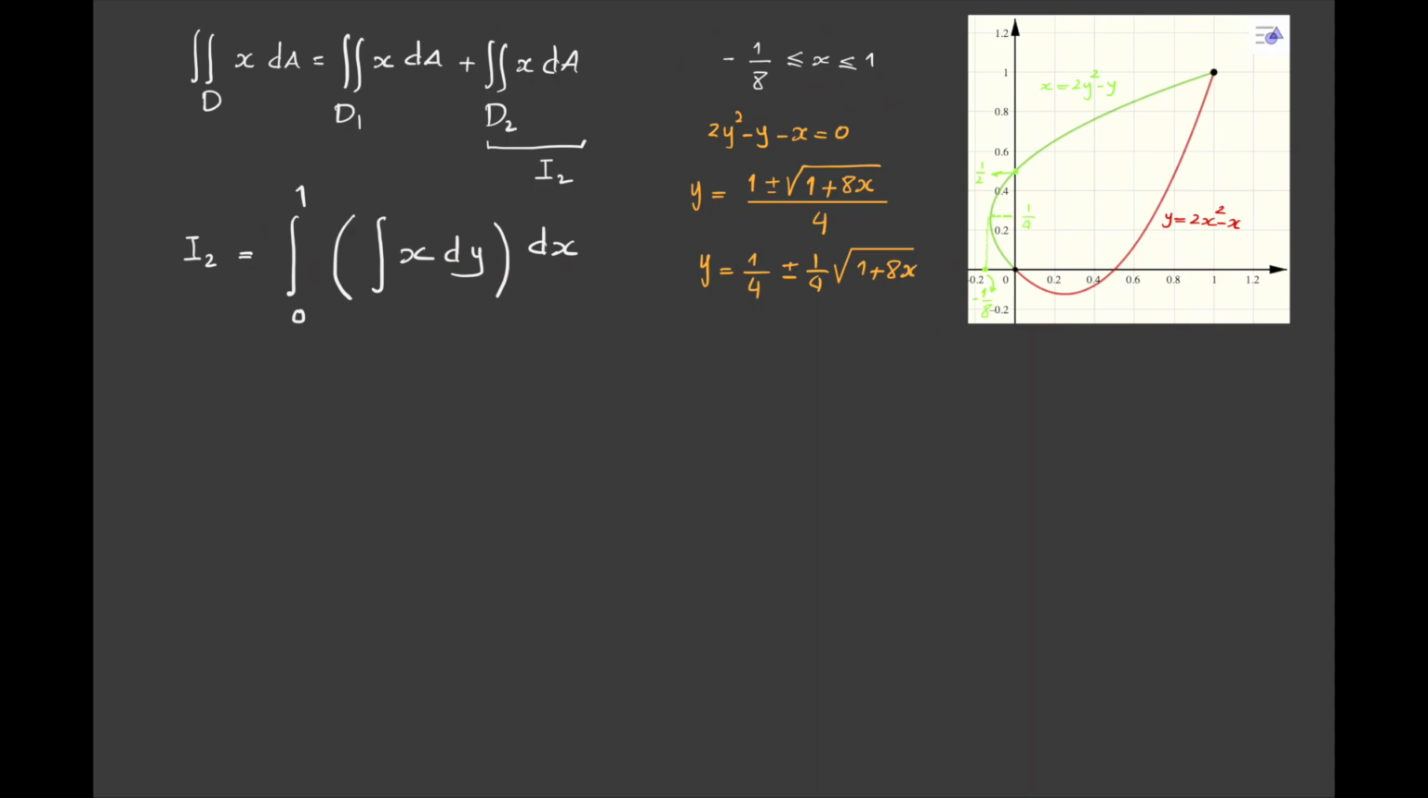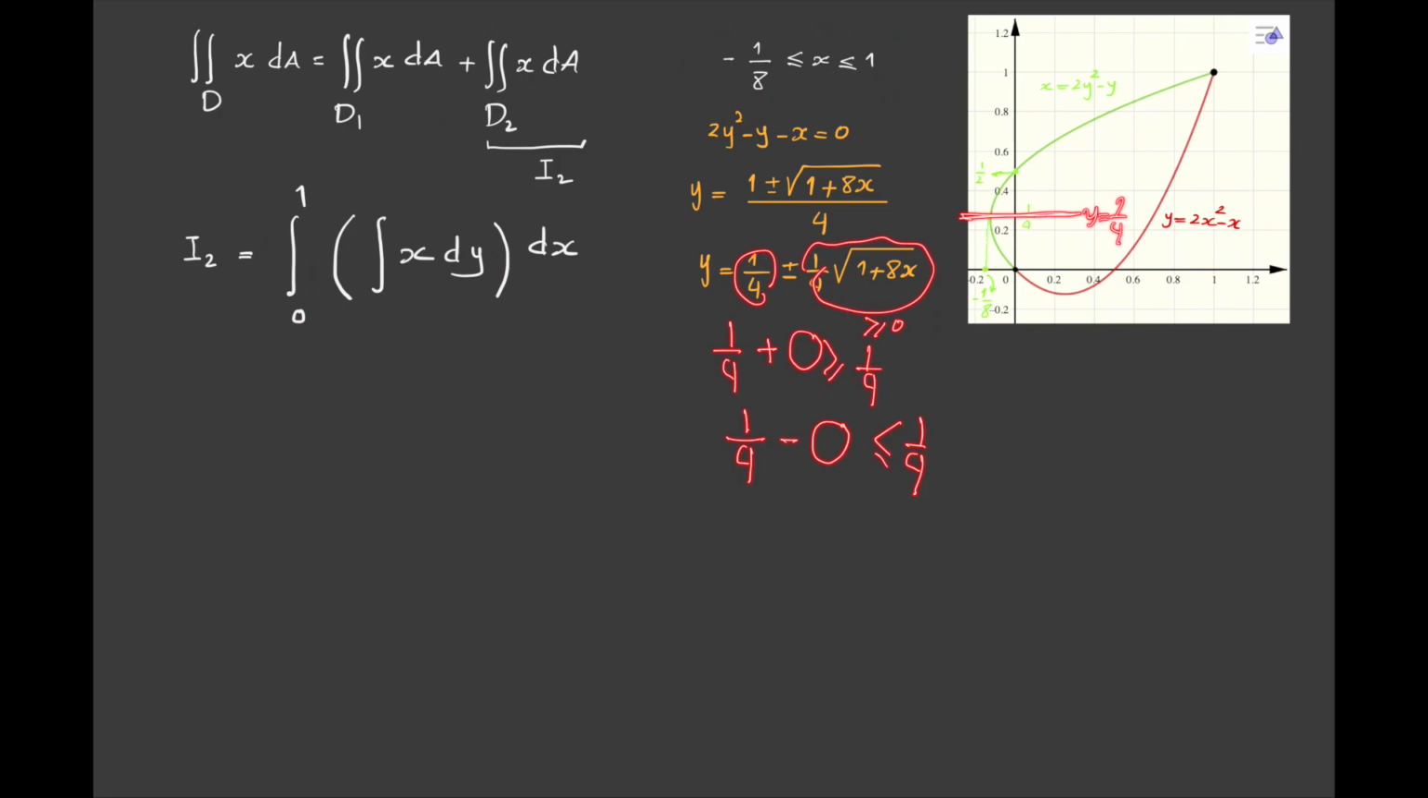As you expected, I get two answers. But this is important. You see, this square root is always non-negative, and this is 1/4. So one branch is 1 over 4 plus a non-negative number, which is greater than or equal to 1 over 4. The other branch corresponds to 1 over 4 minus a non-negative number, which is less than or equal to 1 over 4. On the other hand, this line is exactly y equals 1 over 4.